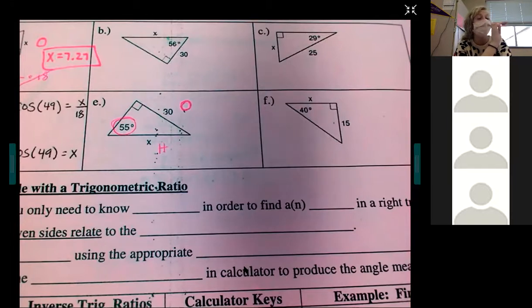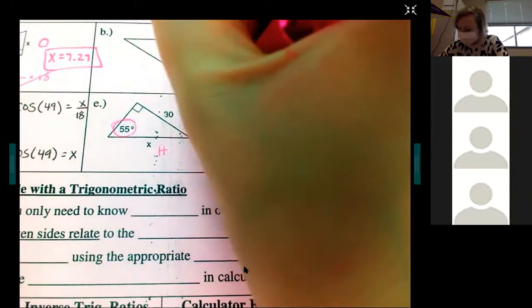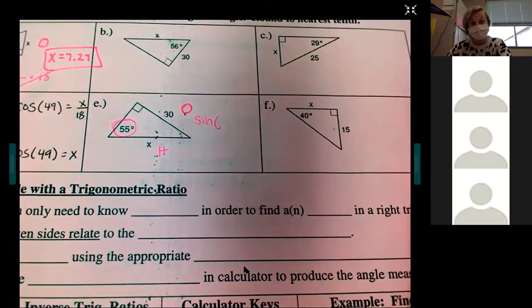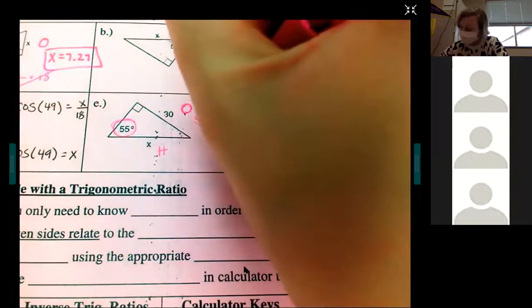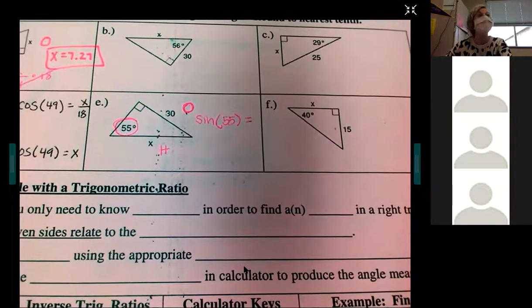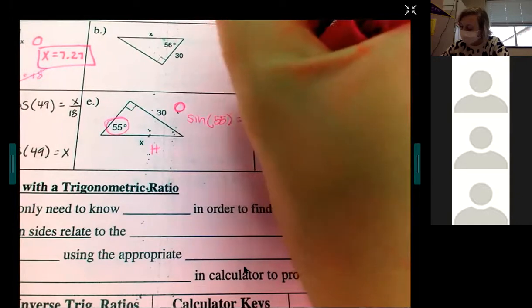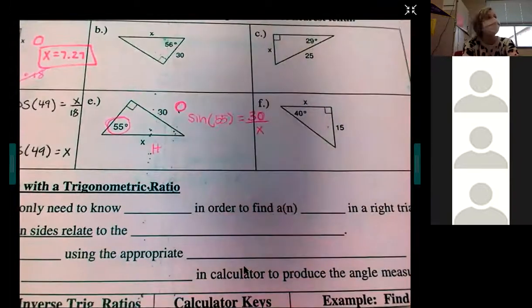Soraya's ready. Soraya, what trig ratio are we going to use if we have opposite and hypotenuse? Don't you call it a sin. Thank you. Sine of what angle? 55 equals the opposite over the hypotenuse. Remember, some old hippie. So it's going to be 30 over X. And let me tell y'all, this is where y'all will mess up. X is not in the top anymore.